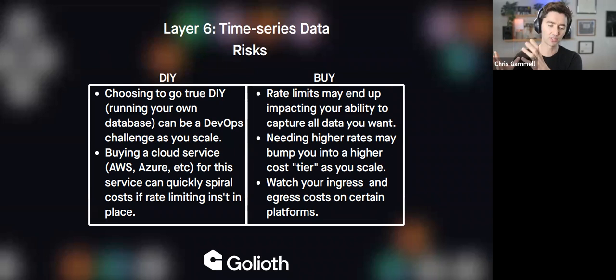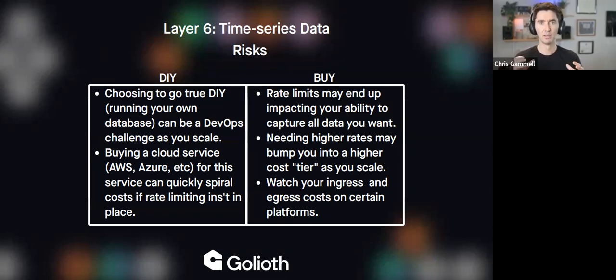If you're on the buy side, so using a platform now that has a time series data thing built in, you might be rate limited. So you might only be able to update once every 10 seconds, right? You can only take a reading every 10 seconds. And you say, oh, well, I need to go to every tenth of a second, every 1 second. Well, that actually might bump you up to a higher tier as well. So again, that might impact your costs.